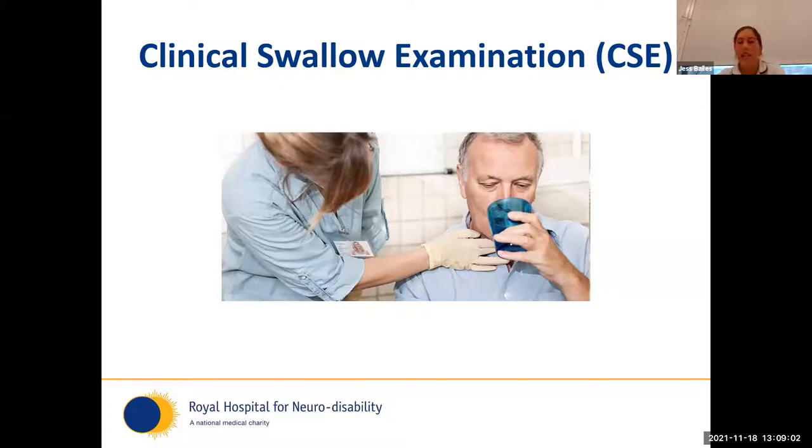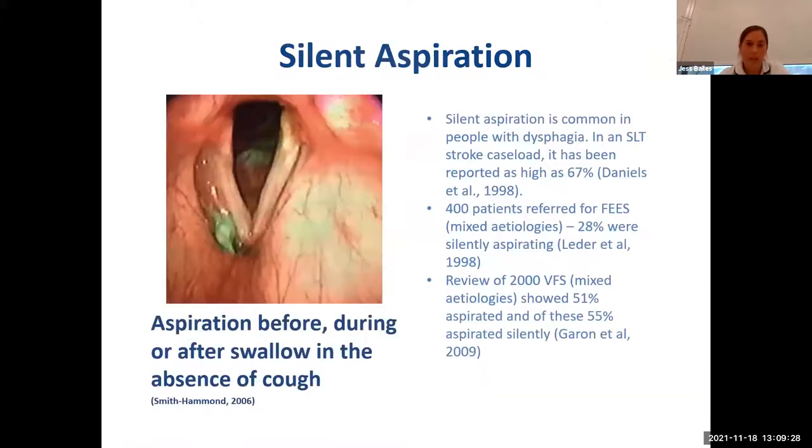There's also evidence that indicators such as dysphonia and voice changes post-swallow are not fully reliable. There was a study by Splaingard, which is very relevant to our setting. It looked at aspiration in the rehabilitation population and showed that clinical swallow examinations only identified 42% of aspirating patients that were identified instrumentally. And the reason for this was silent aspiration.